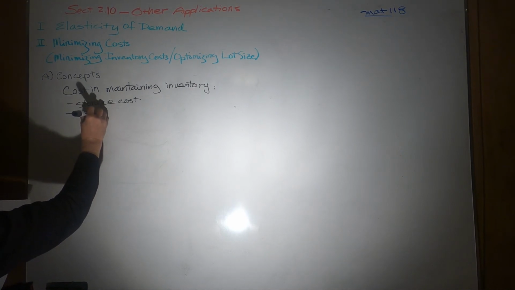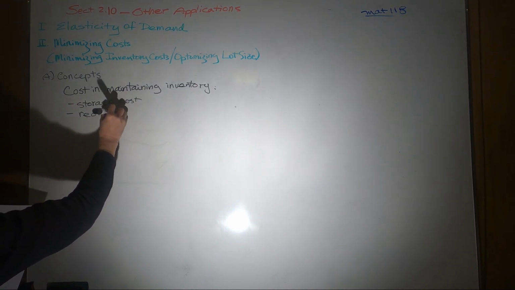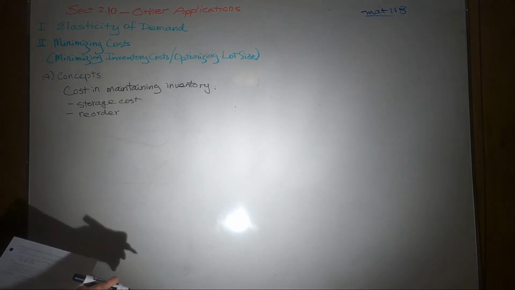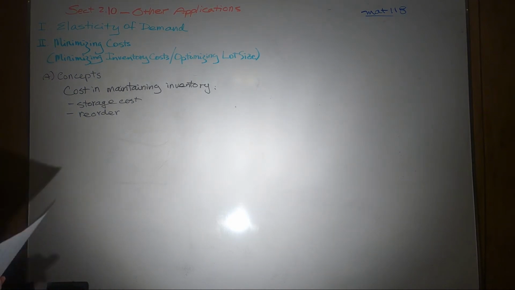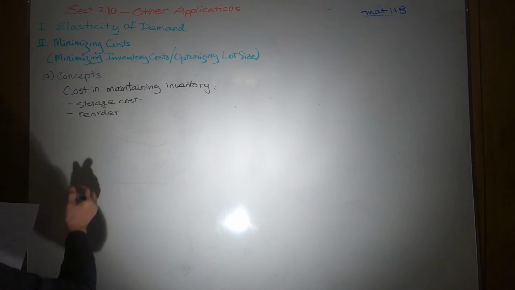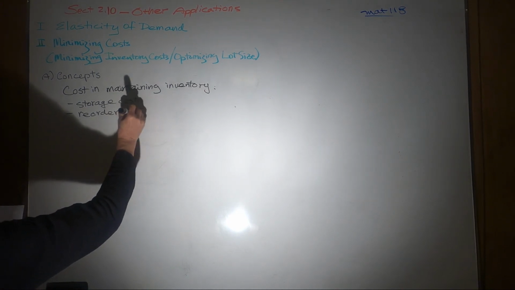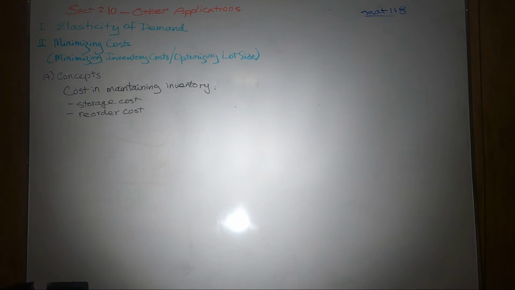Then you also have to consider, if you don't order too many at one time, if you order a lot at one time, otherwise you have to order many times, then that will cost you the reorder cost as well. So you have to have two considerations. Either you have a big lot, it costs you to store all those parts and cars, right? Then at the same time, you have to think about reorder cost.